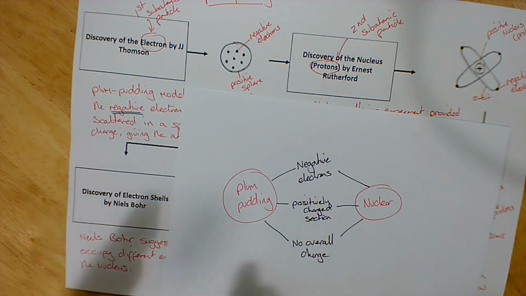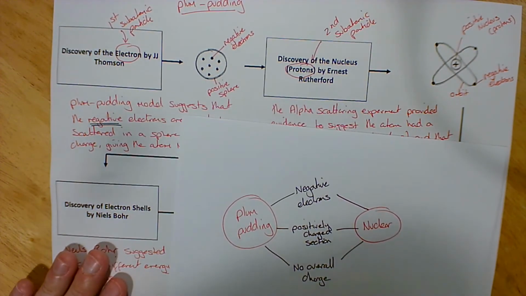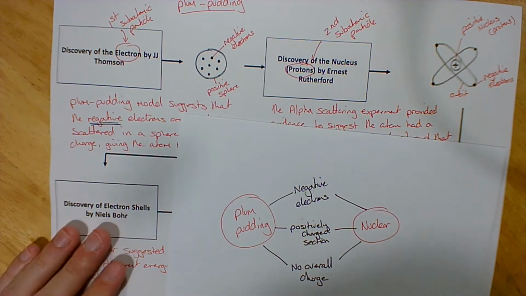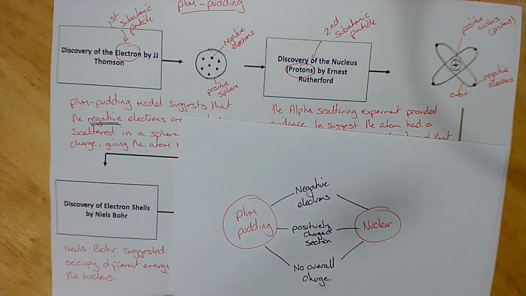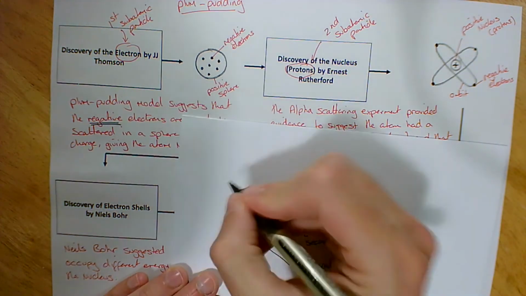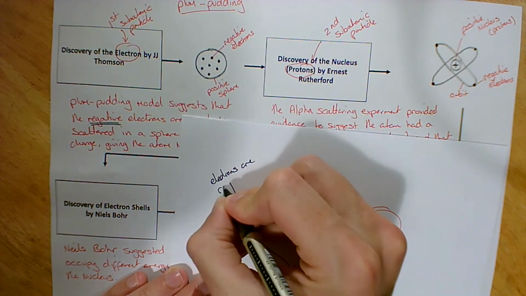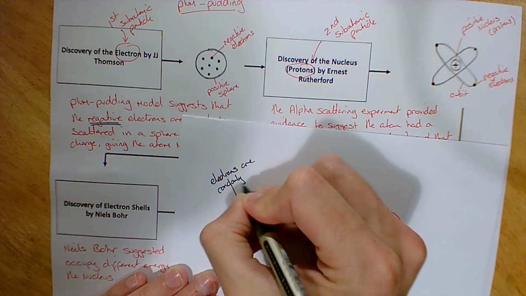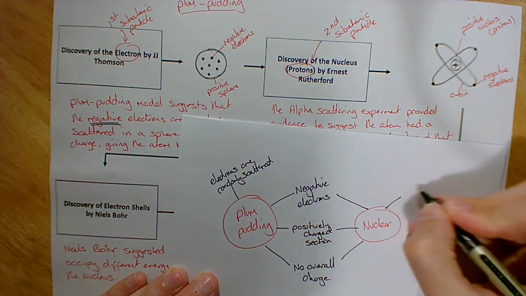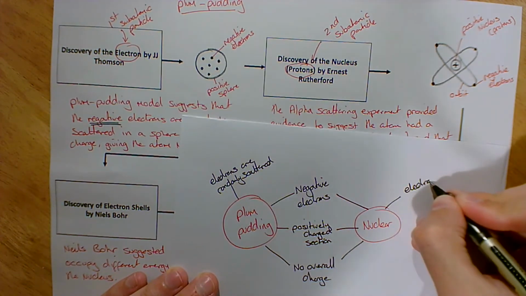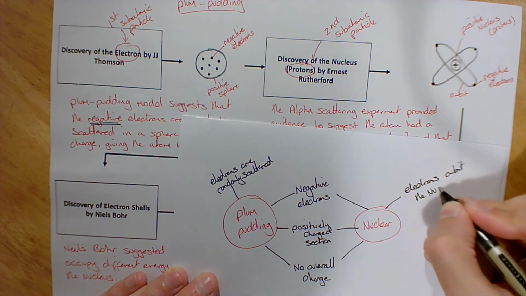So now let's look at the plum pudding model. What does the plum pudding model have that is different to the nuclear model? Well, let's look at the electrons. They are randomly scattered, whereas in the nuclear model they are orbiting the nucleus. So electrons are randomly scattered, whereas in the nuclear model electrons orbit the nucleus.